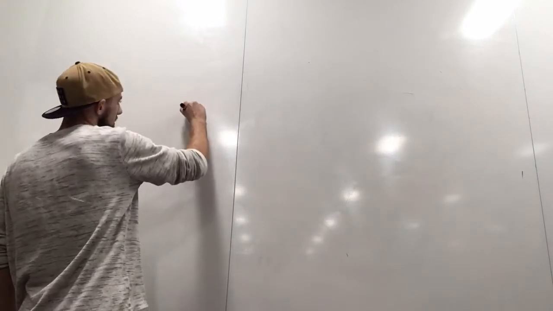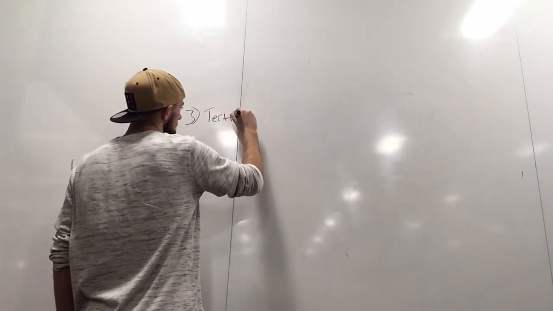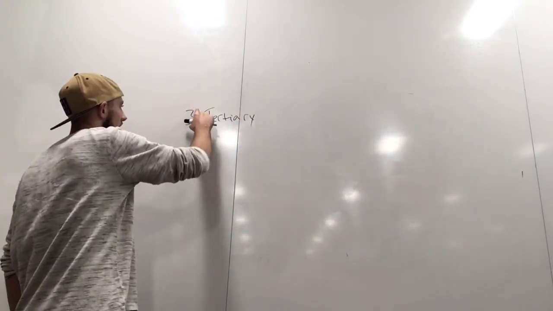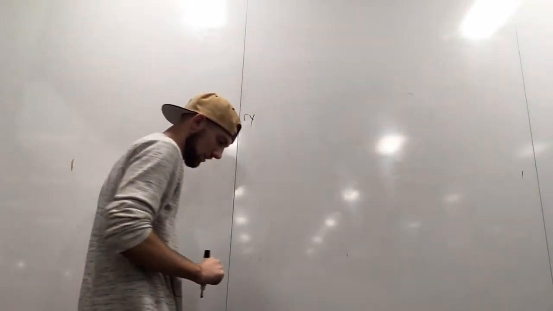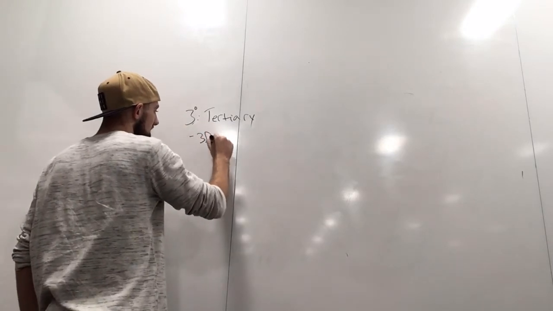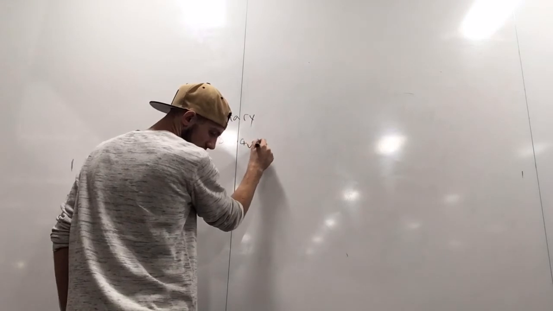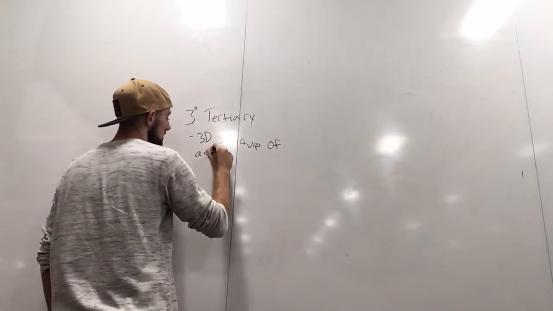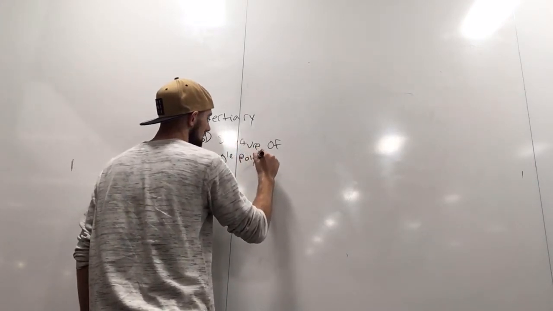So if you follow the pattern, the third level is going to be tertiary. And this is not an optional level. This is a legit level. And again, I'm going to draw it: tertiary, third degree. Okay, what is that? Well, this is the 3D structure of a single polypeptide.